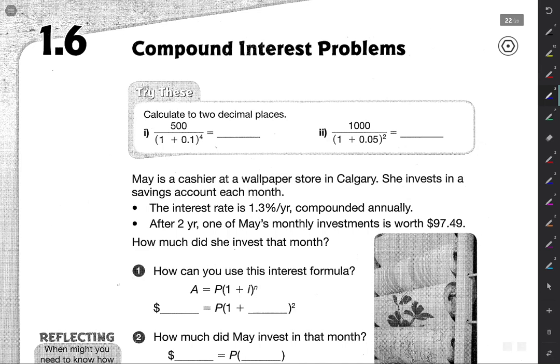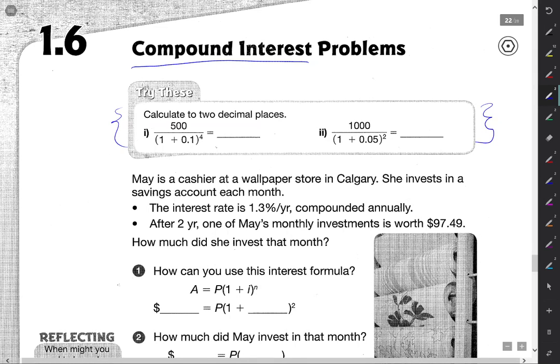In this final topic, we're going to be looking at more compound interest problems. So to start off, let's just try these BEDMAS questions. When dealing with fractions like this, think of doing everything in the numerator first and everything in the denominator first, so do them separately. And then your final step will be to divide the numerator by the denominator.